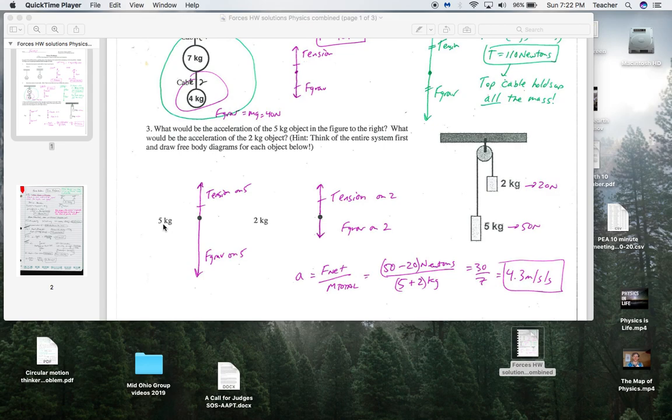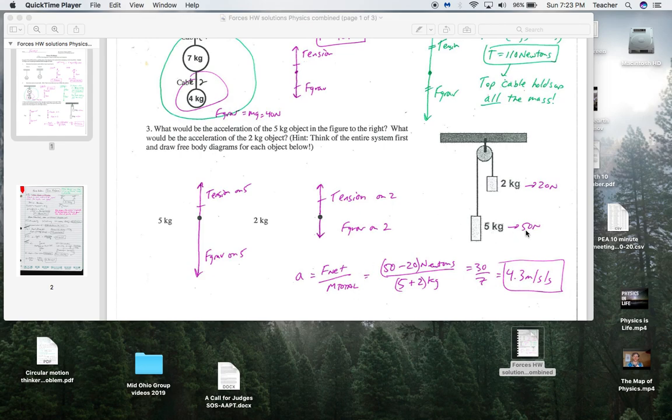The forces on the 5 kilogram are the gravitational force downward and the tension upward. On the 2 kilogram, I've got tension upward and gravitational force downward. So tension would be an internal force. It's pulling equally on both of these, which means it's really not part of the net force of the system. So this is a version of probably the most important formula, which is Newton's second law, and I'm going to take a look at that to get my answer.